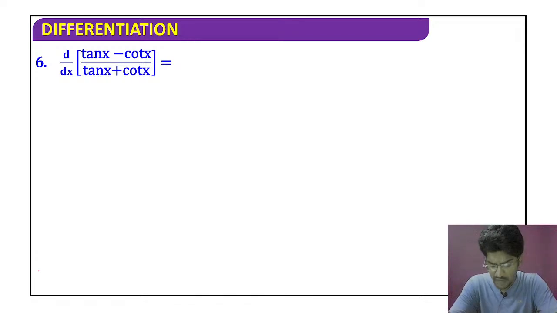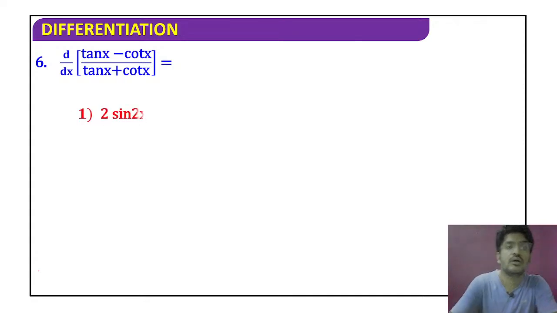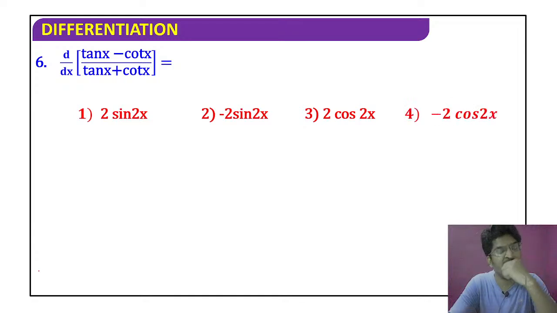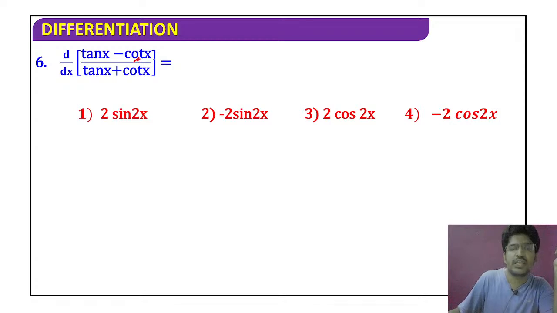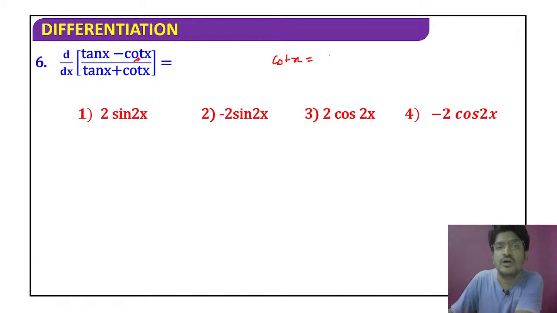So now I can go for the 6th problem. That is differentiation of tan x minus cot x divided by tan x plus cot x. Okay. So here you just see we have tan x minus cot x, so you see the options and you can just go through it. How can you write cot? Quickly tell me, how can you write cot? Cot x can be written as 1 by tan x.